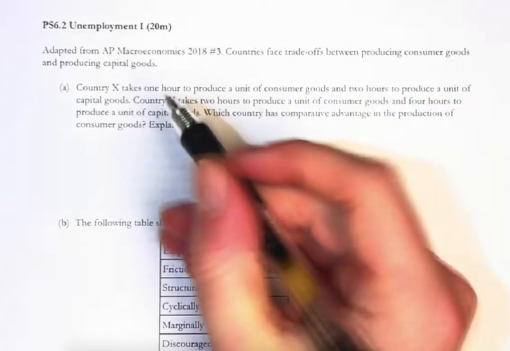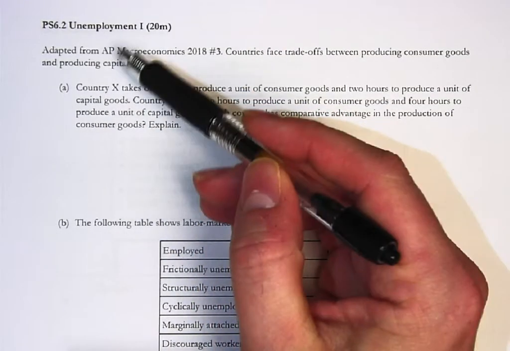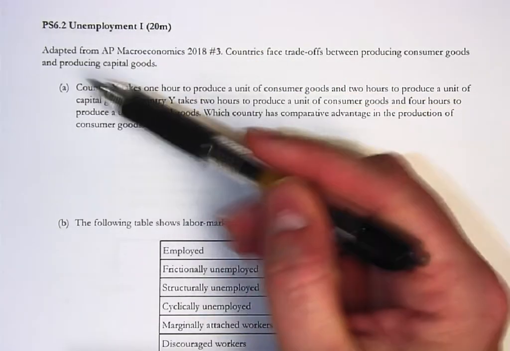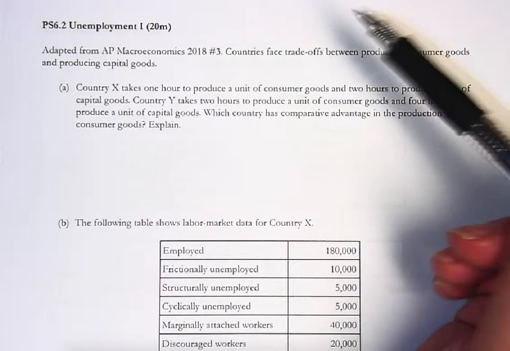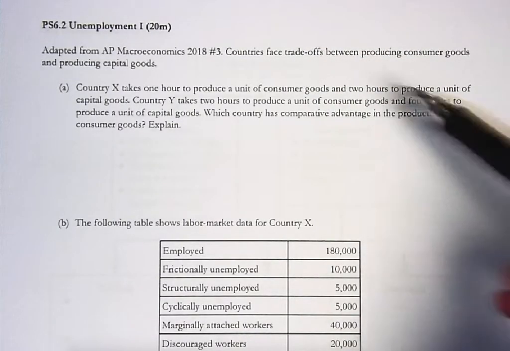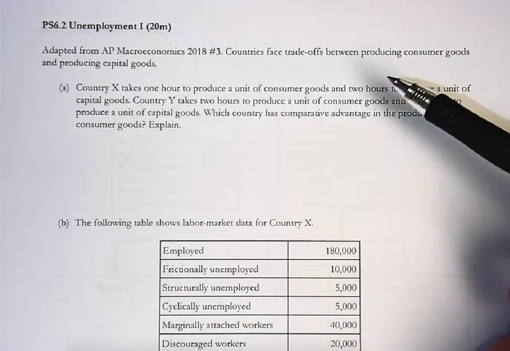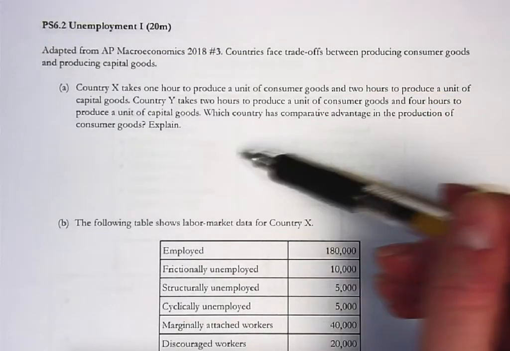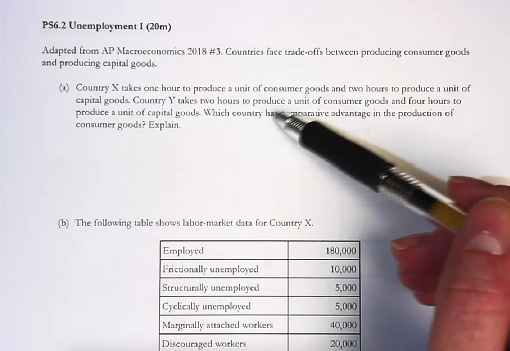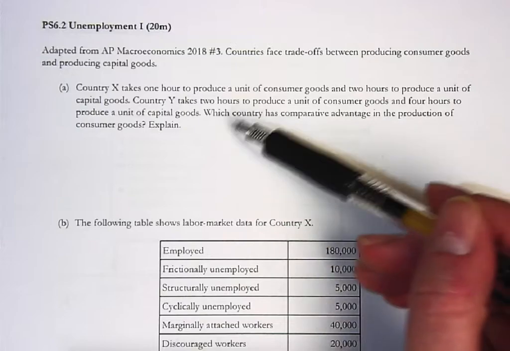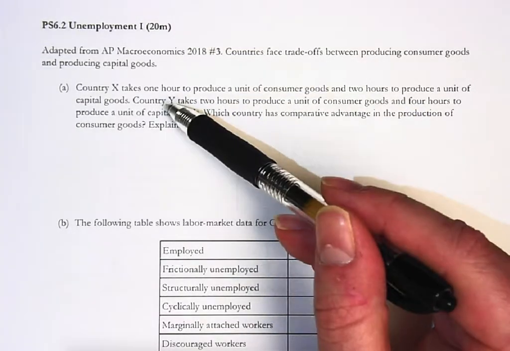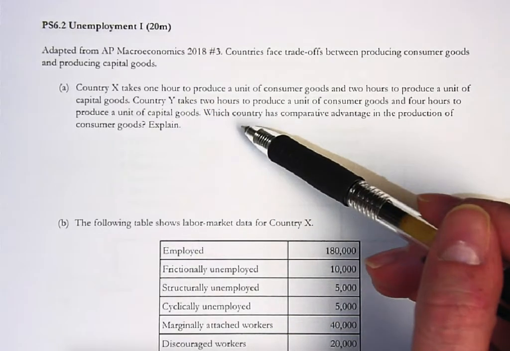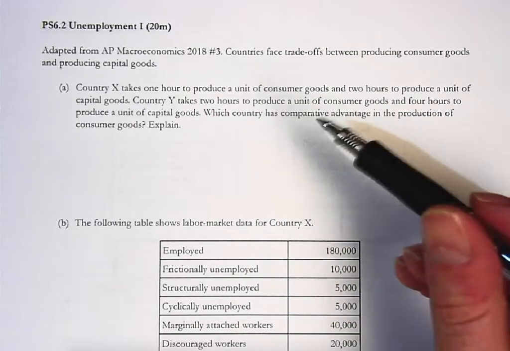This lesson we're going to take a look at is the first practice problems related to unemployment. And some of these problems are adapted from the AP exam in 2018, number 3. The first question just says countries face trade-offs when they produce consumer goods and capital goods. And then it says country X takes an hour to produce a unit of consumer goods and 2 to produce capital. Y takes 2 hours to make consumer goods and 4 hours to make capital. Which country has comparative advantage in the production of consumer goods, and explain.